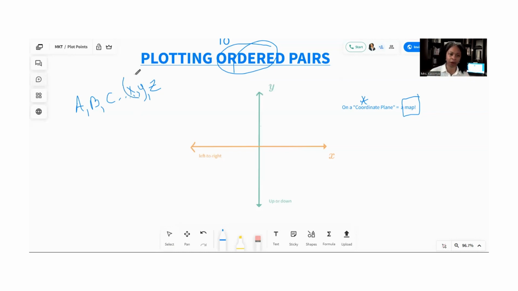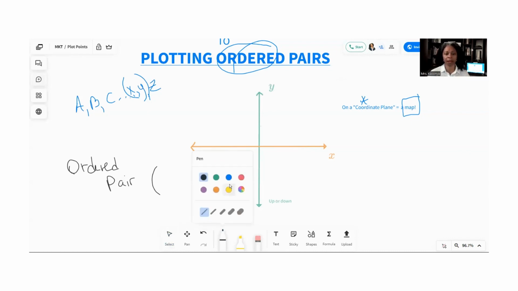And here is how our ordered pair is formed. Our ordered pair is formed from this coordinate plane map. But it's a pair that's in parentheses. You're with me? Stay with me. That pair is in parentheses, our X and our Y.